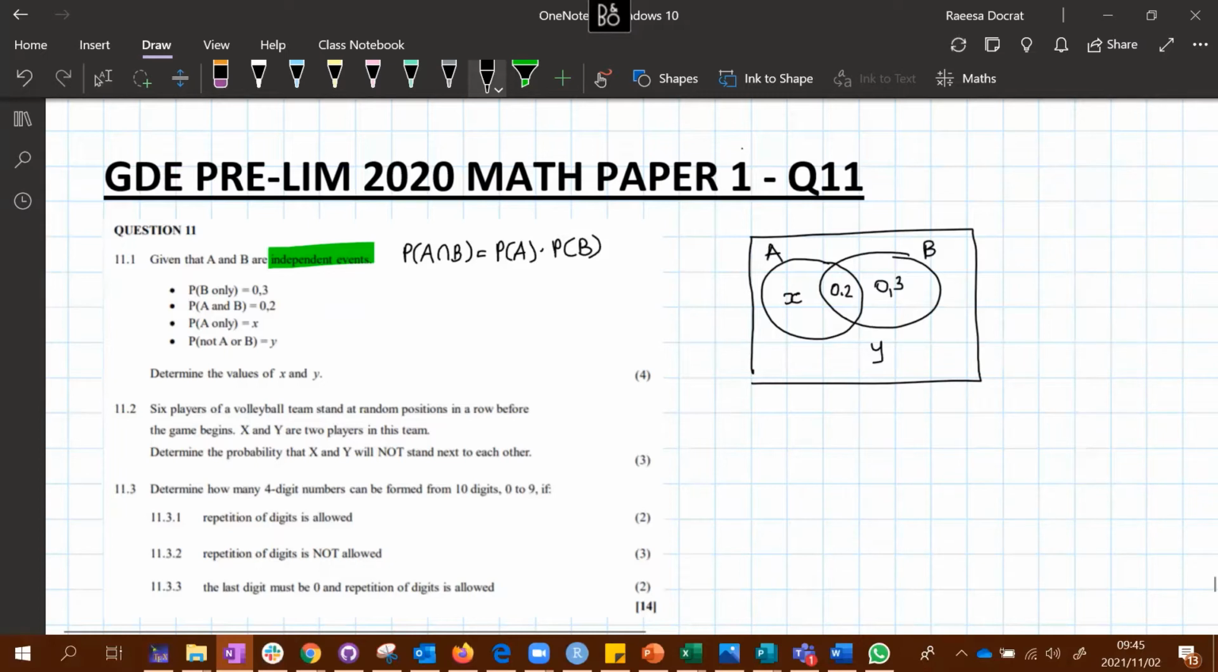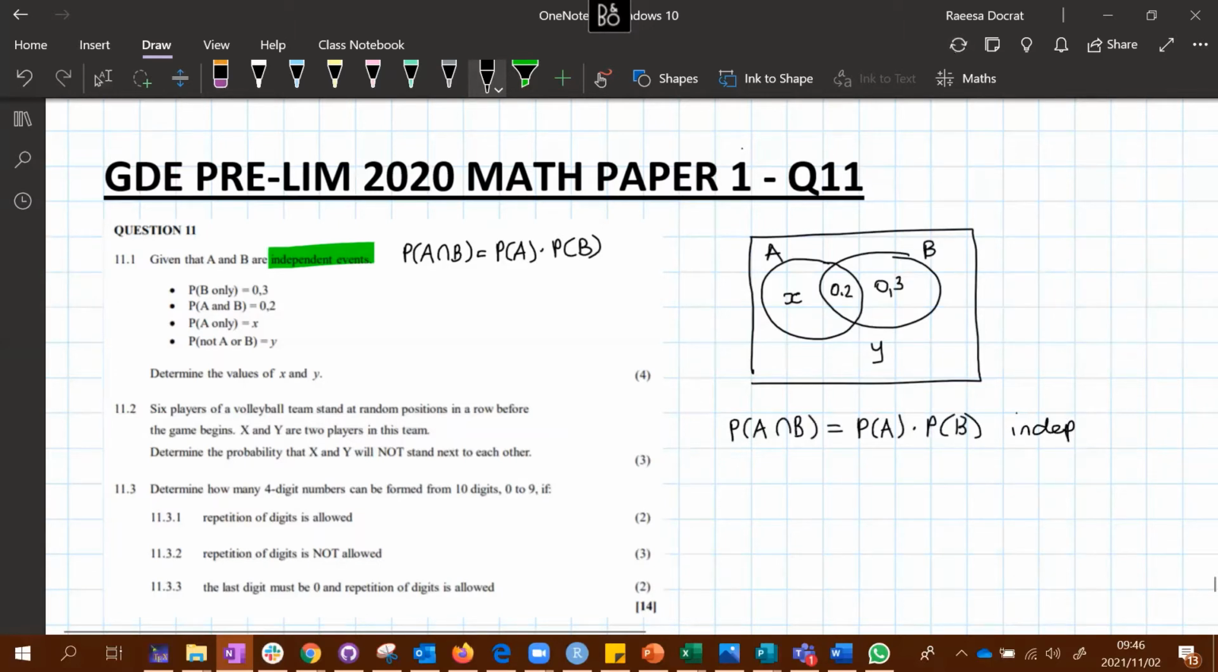So what we would like to do is solve for X and Y. There are two unknowns, so we're going to have to get two equations. Now, the first equation can come from the fact that they are independent. So we have that the probability of A and B is equal to the probability of A times the probability of B. And this is due to the independence.